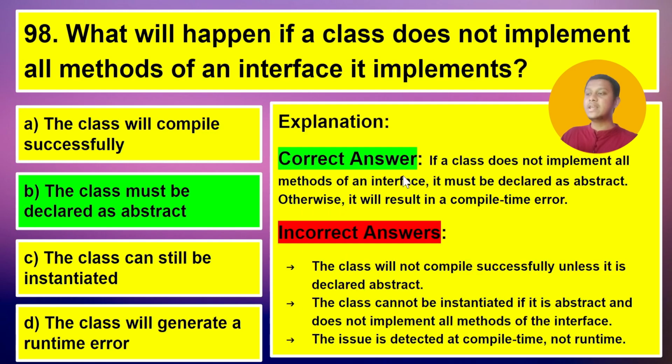As you can see, if a class does not implement all the methods of an interface, it must be declared as abstract. Otherwise, it will result in a compile time error. Other options are incorrect because the class will not compile successfully unless it is declared as abstract. The class cannot be instantiated if it is abstract and does not implement all the methods of an interface. The issue is detected at compile time and not runtime.